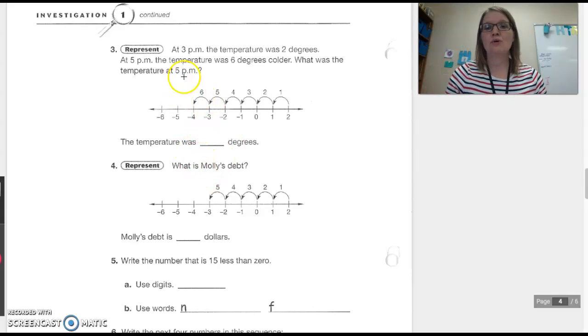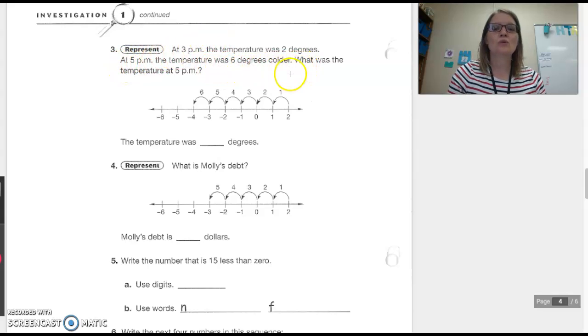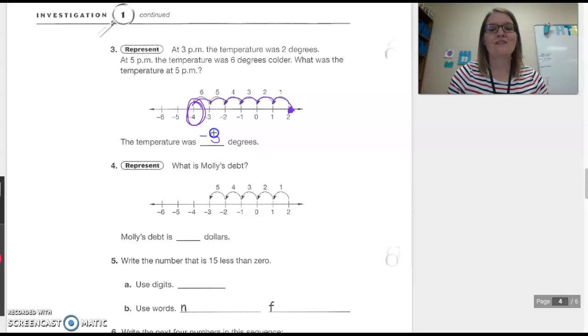And here is an example. At 3 p.m. the temperature was 2 degrees. Brr. At 5 p.m. the temperature was 6 degrees colder. Wait a minute, we are already at 2 degrees. What was the temperature at 5 p.m.? So here's what we do. We count. 1, 2, 3, 4, 5, 6. And we find ourselves in the negative number zone. So at 5 o'clock, the temperature was -4 degrees.